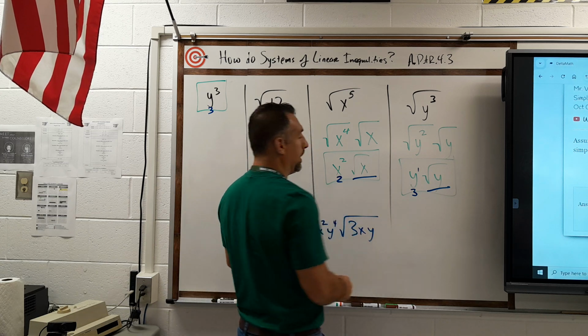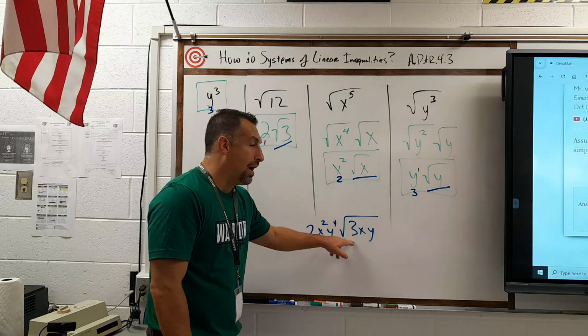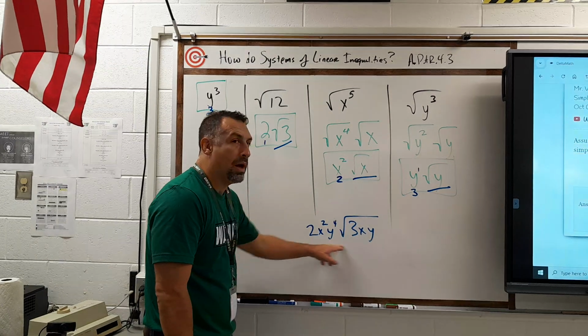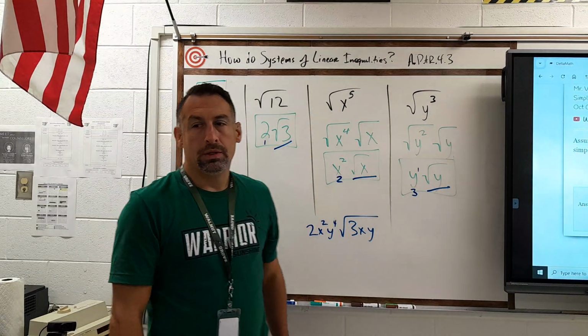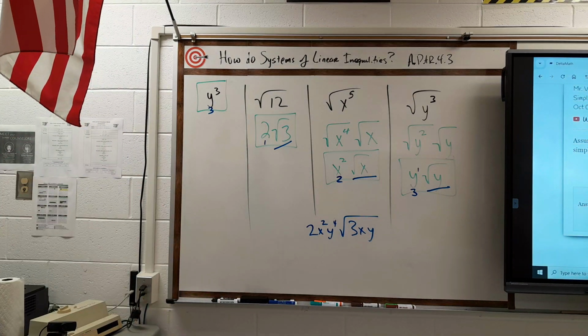3xy. Notice it starts with a number, then alphabetical order. Any questions about this practice example?